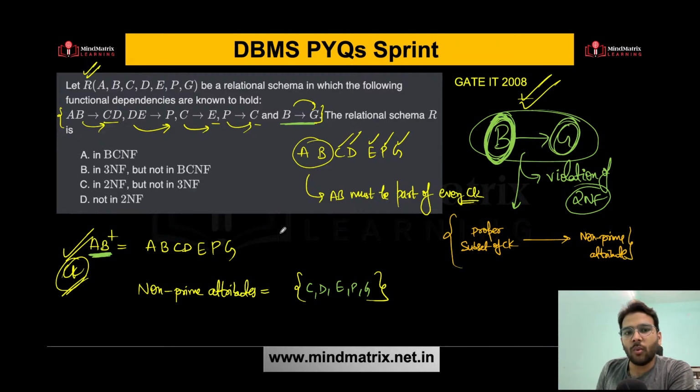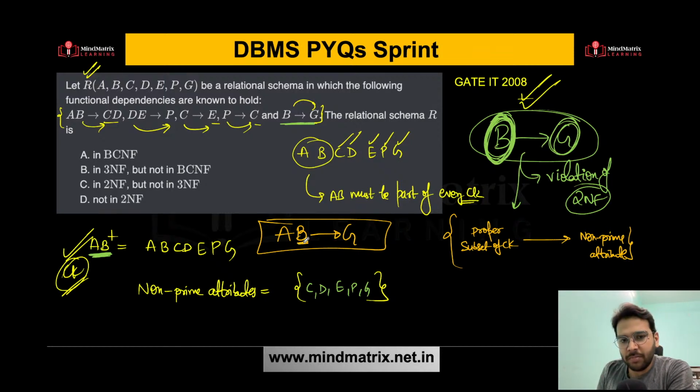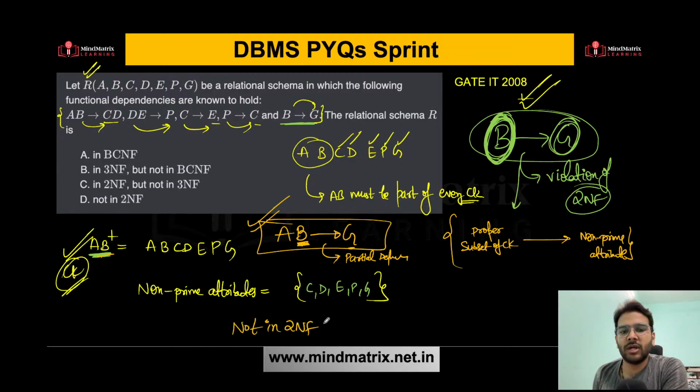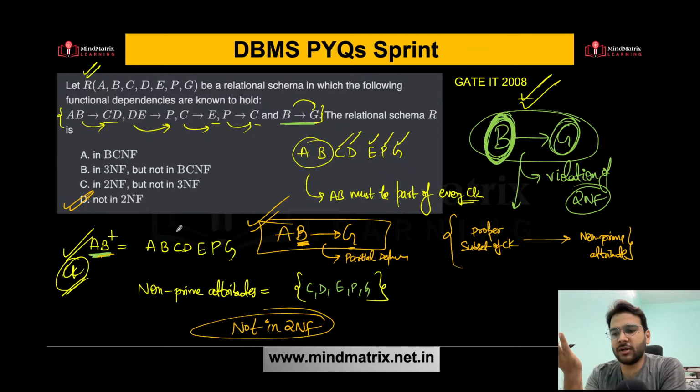Due to this violation, what is my partial dependency here? B determines G will be my partial dependency here. Yes or no? Because a proper subset of this candidate key determines a non-prime attribute. This is the partial dependency present over here. Is this clear? So that is the reason it is not in 2NF. So option D is the correct answer here. If it is not in 2NF, definitely not in 3NF, not in BCNF. Is this clear? Any doubt, anyone? Option D is the correct answer for this question.